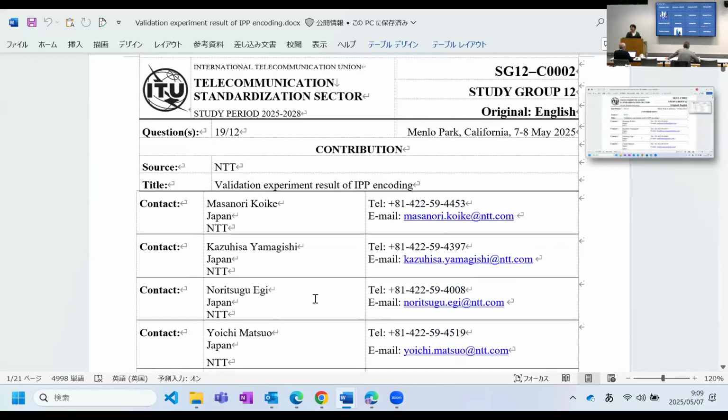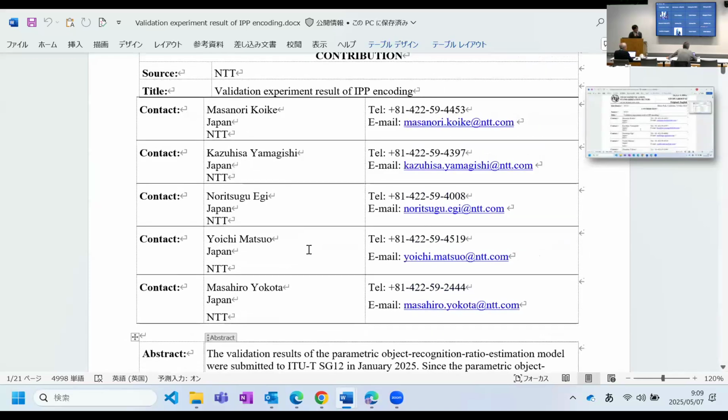Okay, thank you. I'm Masanori Koike from NTT. So today we have 3 contributions. And first, I present about the validation experiment result of IPP encoding videos. And this is the contribution.